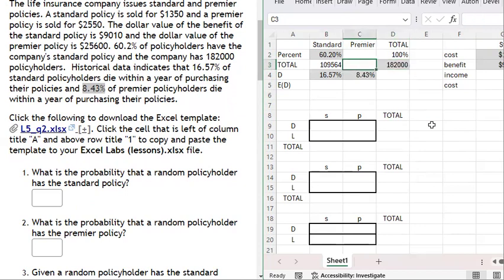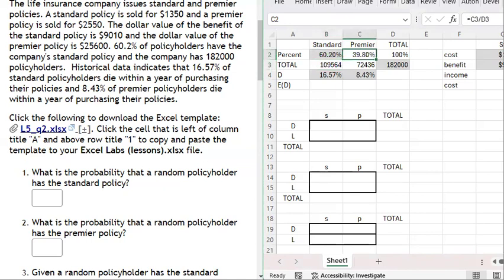So how many premier policyholders do we have? Well, it's the difference in these two. Now, what's the percent of premier policyholders? There are two ways we can get this. We can subtract that from 100%, or we can take this number and divide by the overall total, and we get 39.8%.